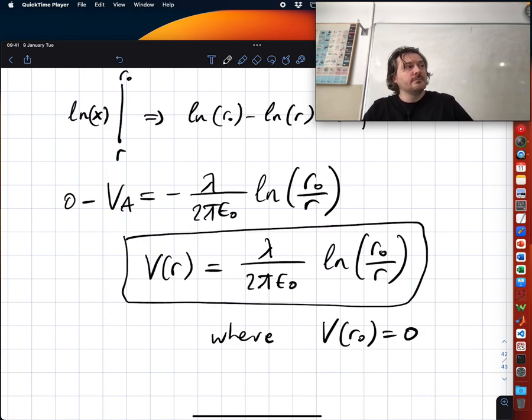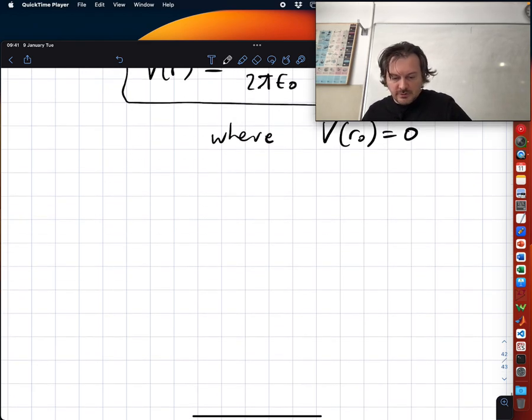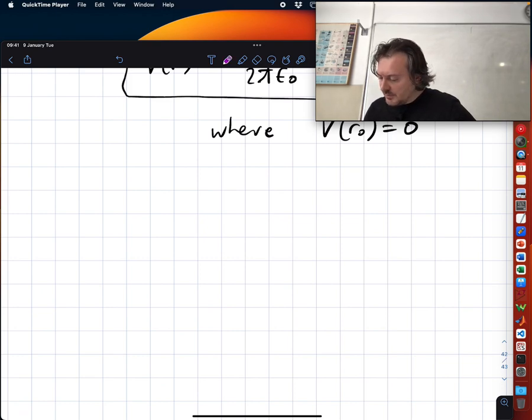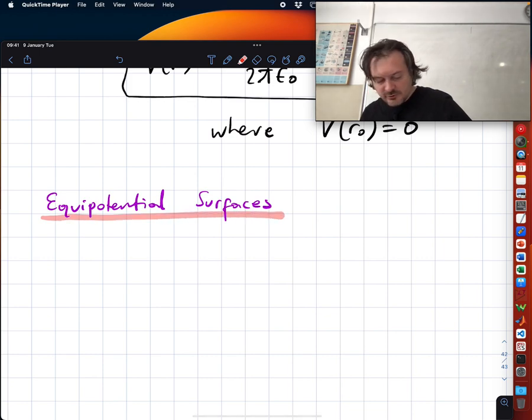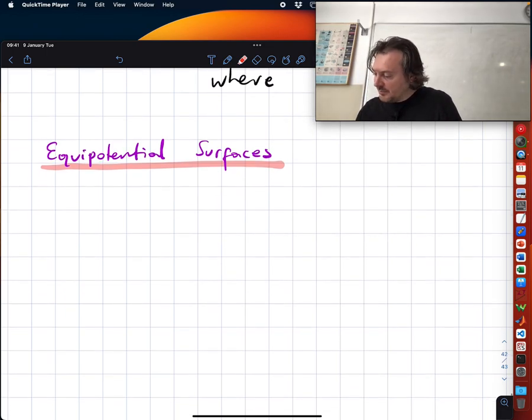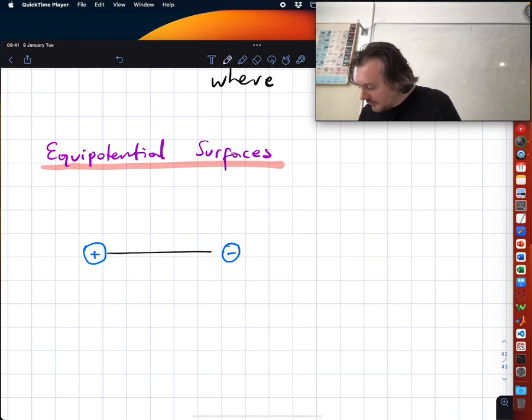So far, so good. We can move to a new topic. Equipotential surfaces. So basically, equipotential surfaces are surfaces on top of which potential is equal. Right? So for example, if you draw electric field lines, if you remember we drew the electric field lines before, they would look like this, right?